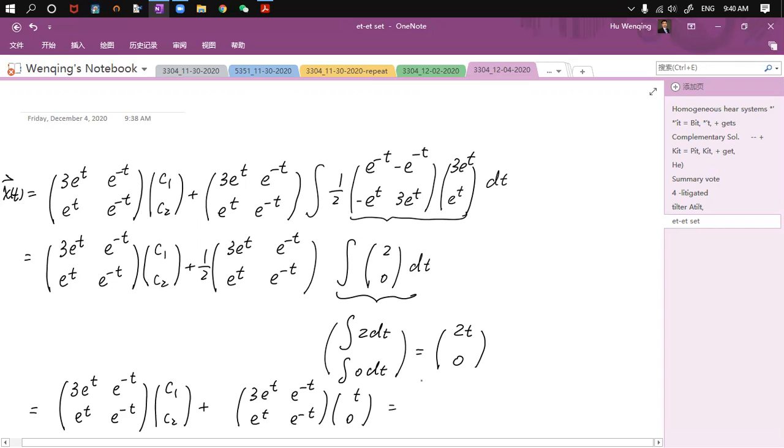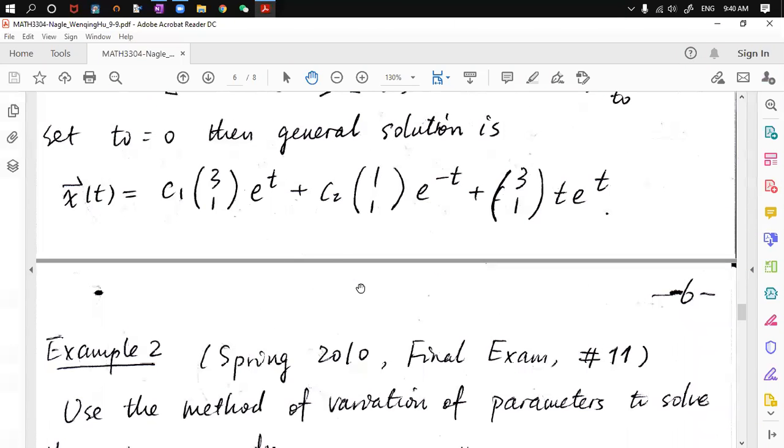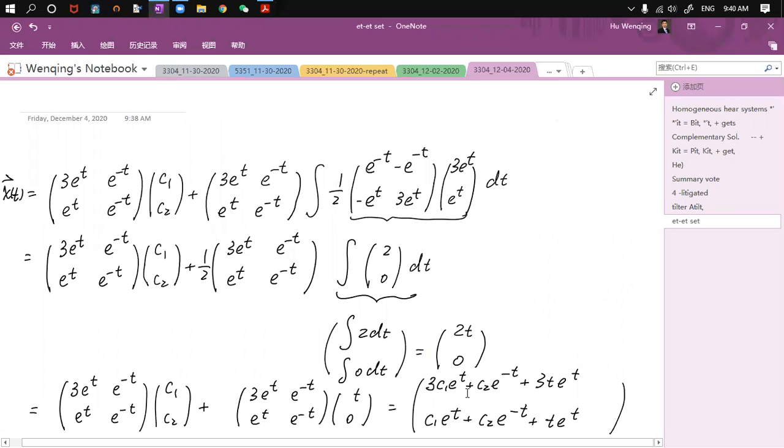That's going to give you the solution just by standard matrix product. So that's 3c1 e power t plus c2 e power minus t plus 3 times t e power t, and there's 0. And then the second part is c1 e power t plus c2 e power minus t, plus t e power t. So that's going to give you the final solution, and this final solution is nothing but a general solution to the non-homogeneous problem.